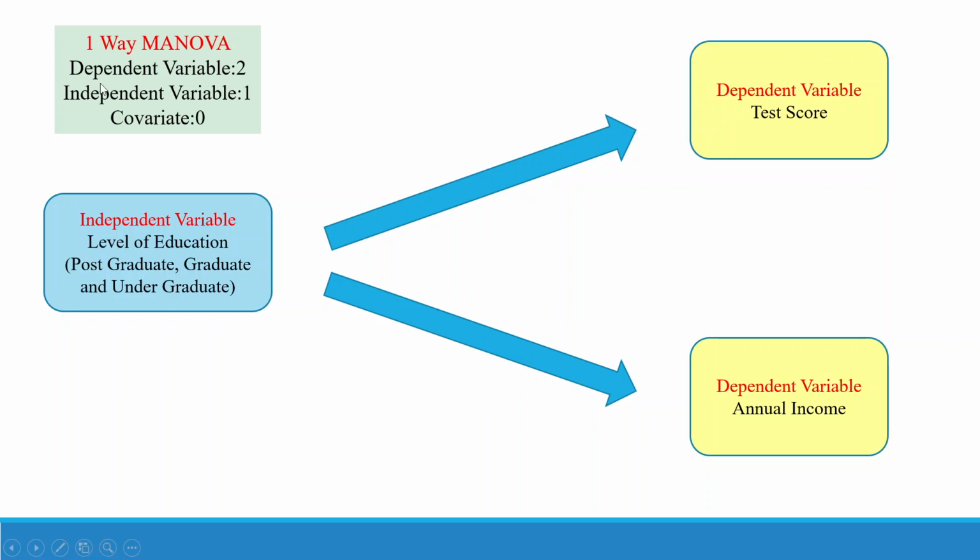One-way MANOVA. Dependent variables are 2, independent variable is 1, covariate is 0. So the independent variable is the same, the dependent variable is test score, and another dependent variable which we have introduced is annual income. The objective is to study the effect of level of education on test score and annual income.